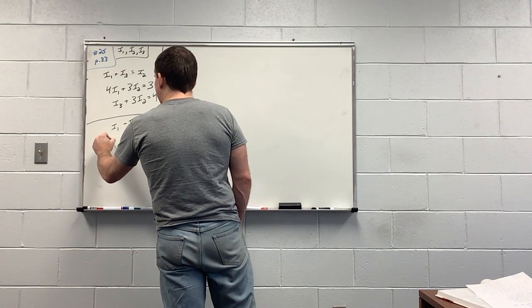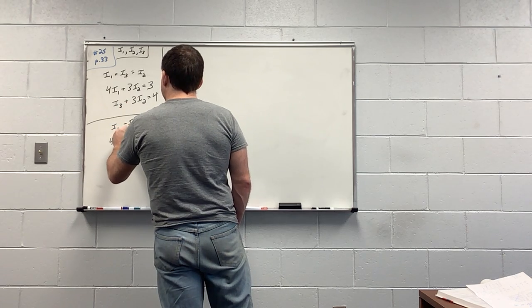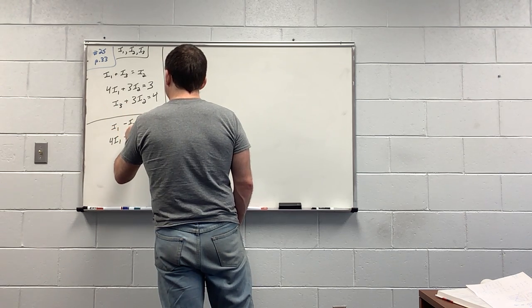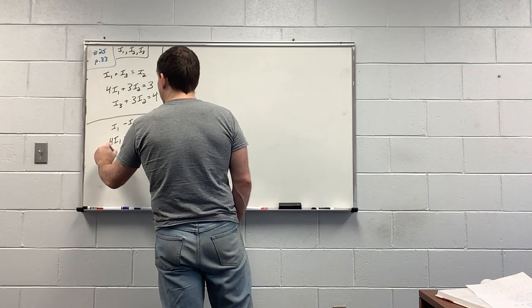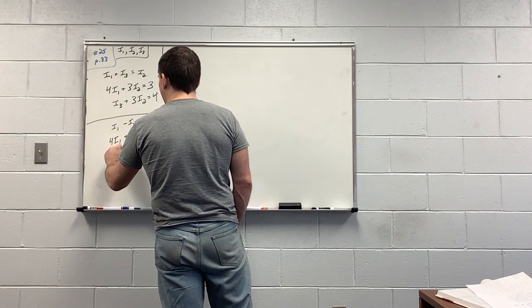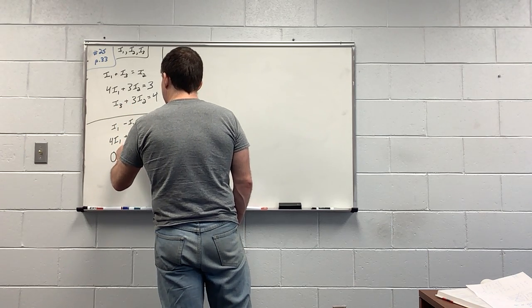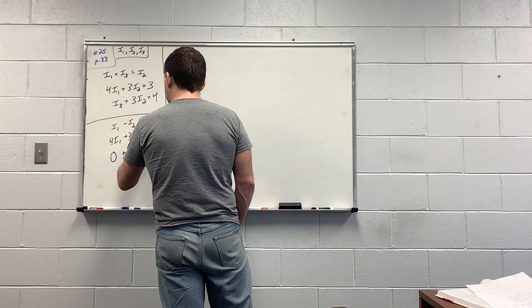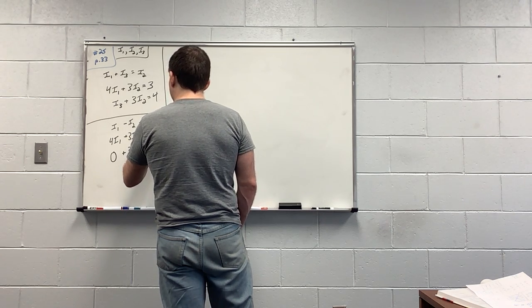Then I get 4 I sub 1 plus 3 I sub 2. There's no I sub 3, so that's just 0, equals 3. Here there's no I sub 1, so that's 0. Rearrange this because I sub 2 is first: 3 I sub 2 plus I sub 3, which is just I sub 3, equals 4.